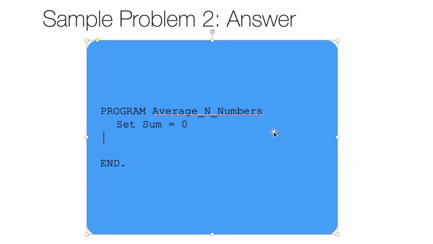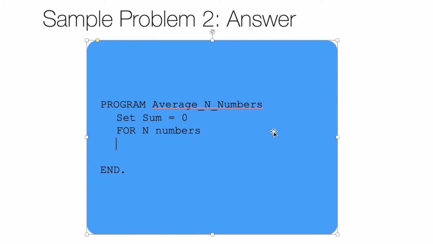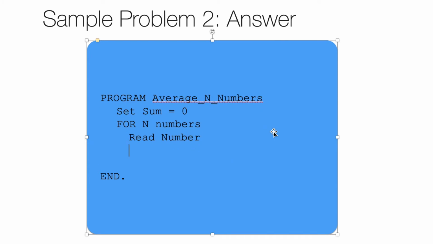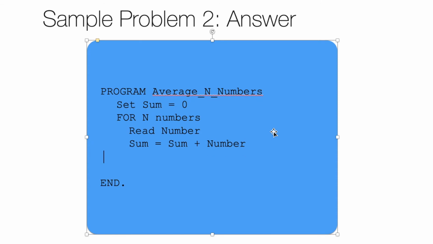So I'm starting with for n numbers. For n numbers, I'm going to read each number, read number. Then I'm going to set up my sum equal to sum plus number. That's what I'm going to do for number in numbers. After that, I'm going to write end for.